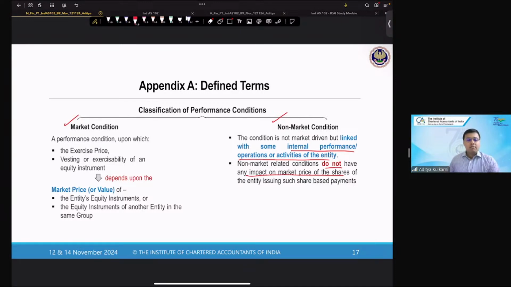When I talk about a market condition, it is a performance condition upon which the exercise price, vesting or exercisability of an equity instrument depends upon the market price or value of the entity's equity instruments or equity instruments of another entity in the same group. Are we okay with this? Yes.